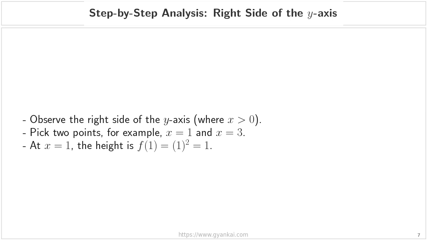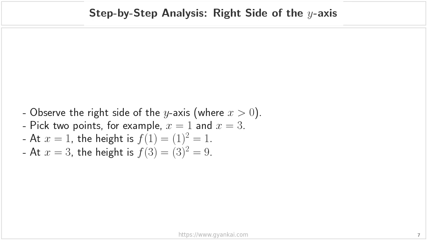By substituting this value into our function, f of 1 equals 1 squared, which gives us a height of 1. Next, let us look at the point where x equals 3. In this case, f of 3 equals 3 squared, which results in a height of 9.